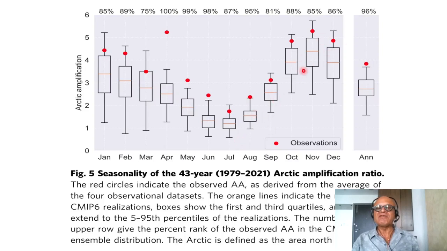So if winter amplification is larger and you are coming out of a low sea ice extent, then you're going to lose more of it, which can explain the continued downward trend in the Arctic ice, for example.